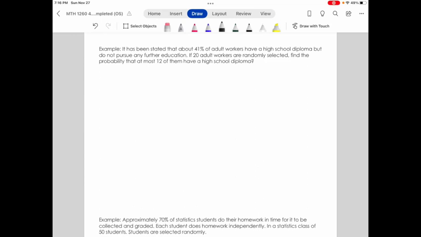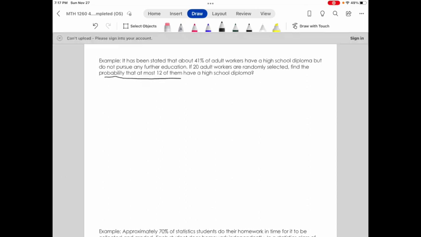In this next example, it says, it has been stated that about 41% of adult workers have a high school diploma but do not pursue any further education. If 20 adult workers are randomly selected, find the probability that at most 12 of them have a high school diploma. So we're looking for the probability that at most 12 of them have a high school diploma. We're going to call success as having a diploma, and we'll call failure no diploma.